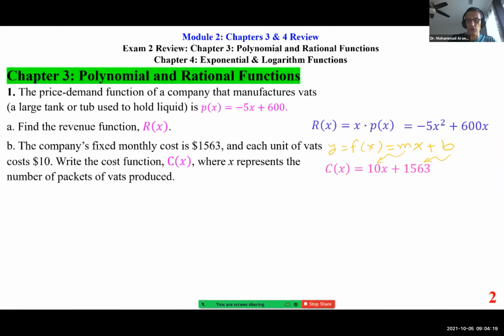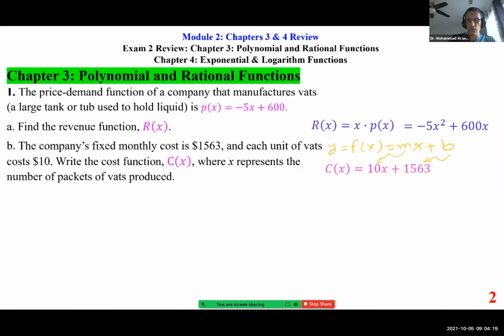We want to find the profit function. The profit function, by definition, is the difference between the revenue and cost. So R minus C. So minus 5x squared plus 600x, subtract from it 10x plus 1563. In other words, we would put here minus 5x squared plus 600x. We are going to subtract the cost, which is 10x plus 1563. This is simple elementary algebraic steps.